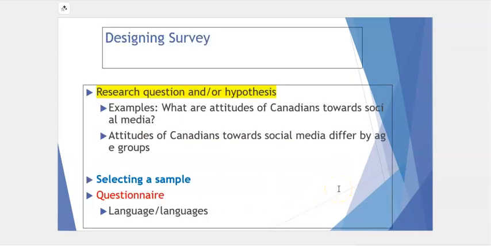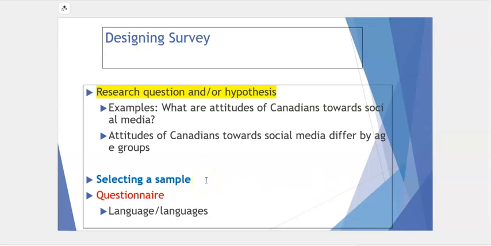Then, designing the survey. About this step, you can first think about what the research question is and then the hypothesis. So you will have the research question, and then the answer you already prepared. That is your assumption, and we call that a hypothesis. And then you want to test whether that hypothesis is accepted or rejected. So that is a core part of quantitative research.